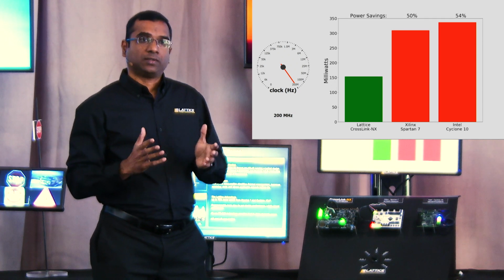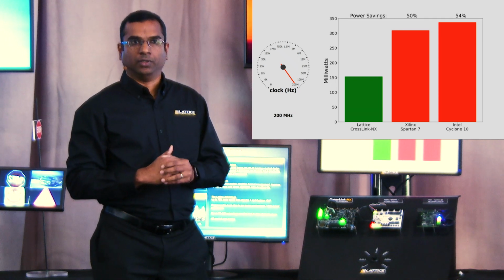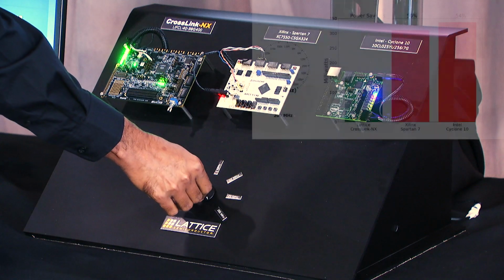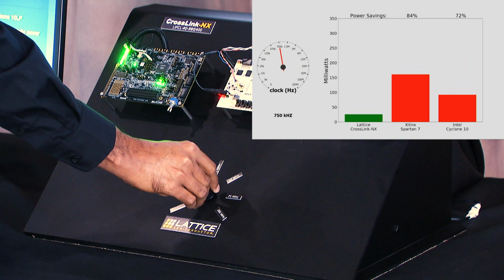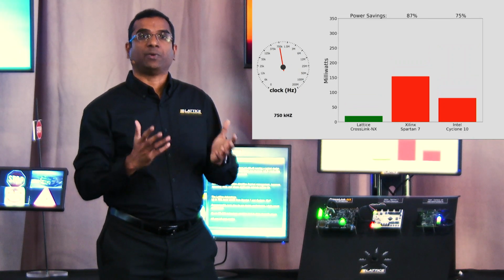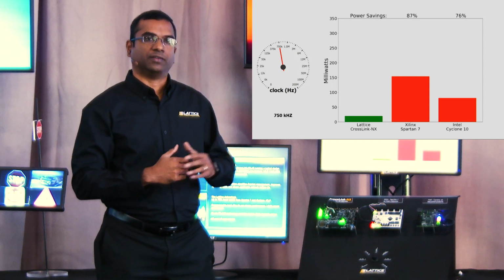There are also use cases where lower performance is acceptable, such as control plane processing. So let's lower the frequency of operation to represent such use cases. As we can see, the CrossLink-NX FPGA has over 75% power savings relative to the other FPGAs.